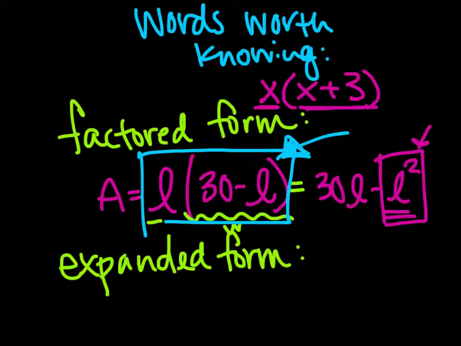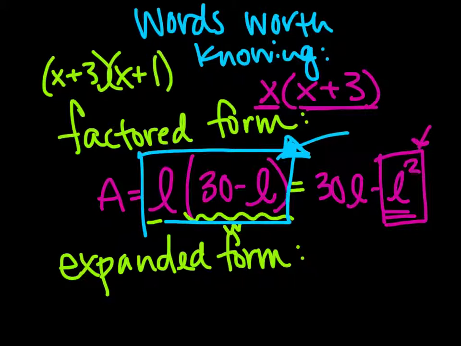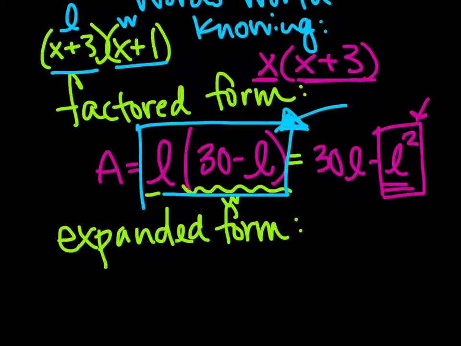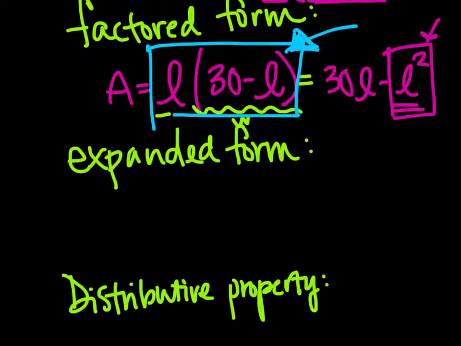Without doing any math and just leaving it with parentheses, that is what's called factored form. Now there's also another form of factored form that you'll eventually see that looks like x plus 3 times maybe x plus 1. So we have two sets of parentheses. So maybe this is our length and this is our width, and we don't know something within our length and our width. So another way that we can write this is expanded form, and our expanded form is our next word worth knowing, and that's this format.